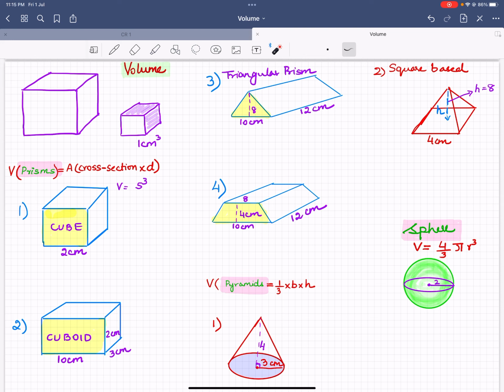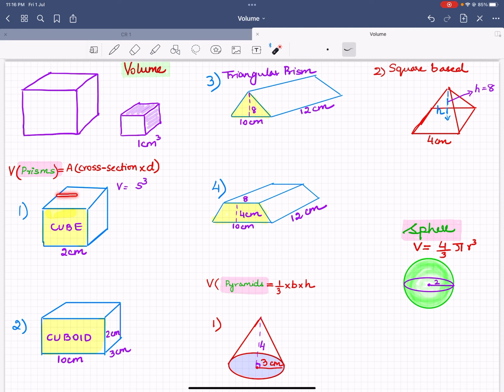Now let's start with volume of prisms. So what are prisms? Prisms are the shape that have the same cross section. So what do we mean by cross section? Cross section is the face, the front face of a shape. And what do we mean by having same cross section?